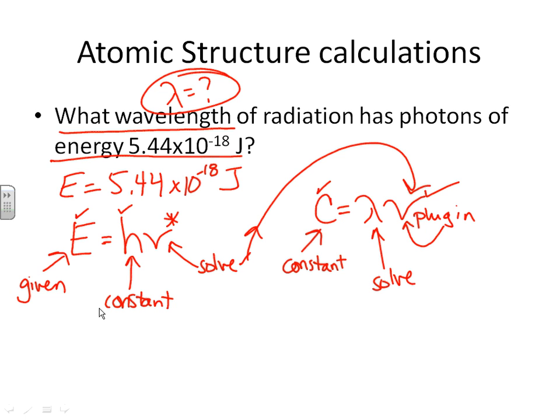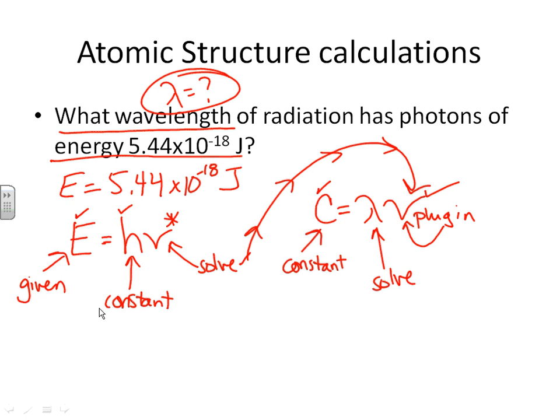So again, this is a two-step process. Physics people, if you want to jump right into E equals hc divided by lambda, you may do that, but I'm showing the derivation of that. We use the first equation, E equals h nu. We solve for nu. We take that nu value, we plug it into c equals lambda nu, and we can solve for the wavelength. So that's exactly what we're going to do.